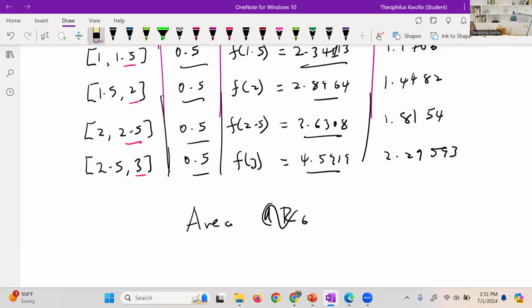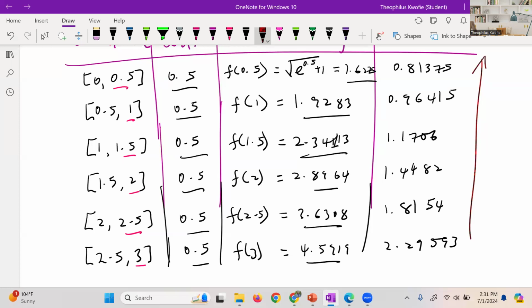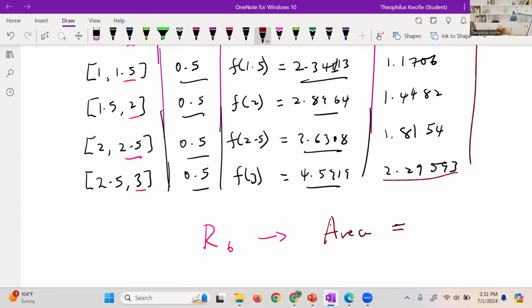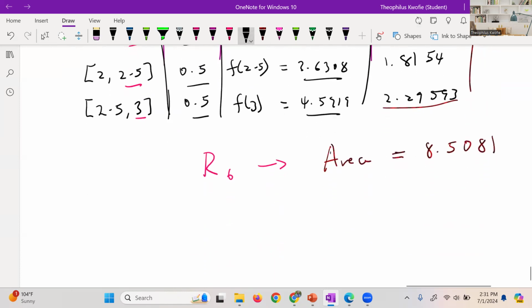Then what we need to do is sum the areas together. So with the right endpoint, we just add all these areas together. By adding them, we should have 8.5081. Okay.